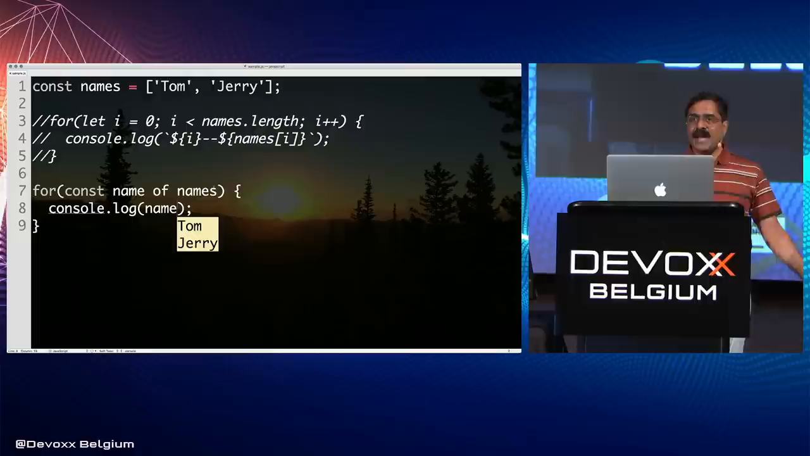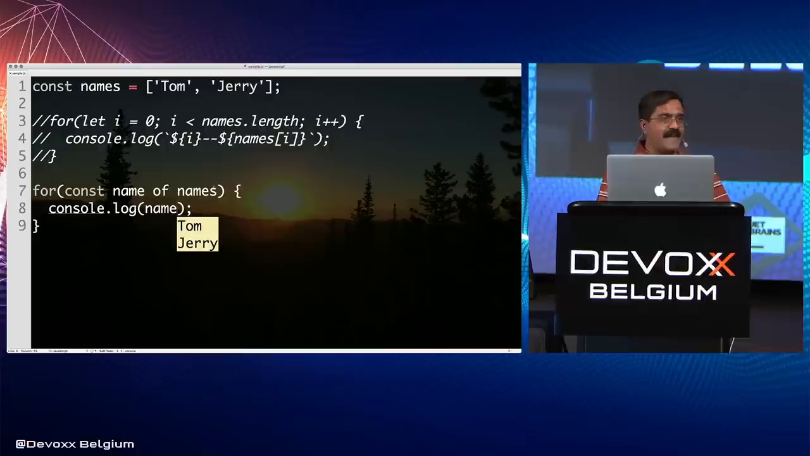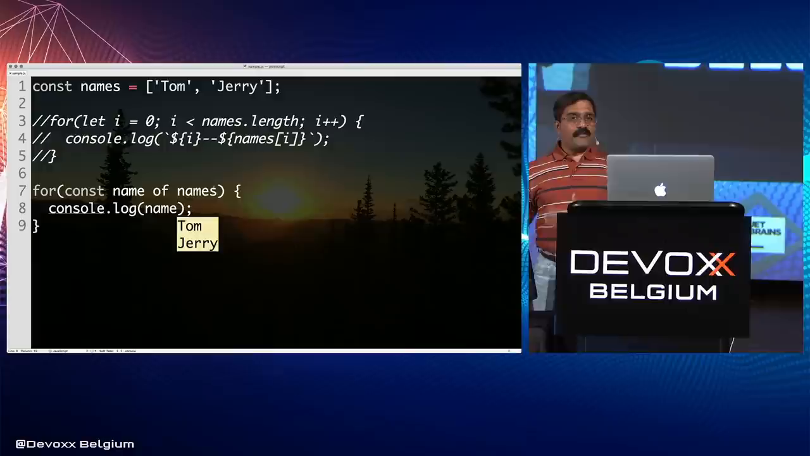But of course, there is one disadvantage in the code we just wrote. The top one, as verbose and ugly as it was, did have one advantage. It gave us the index value. If I don't have a need for the index value, then this is a better option to use. But if I do need the index value, what gives? What should I really do?